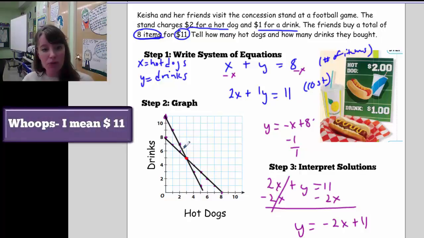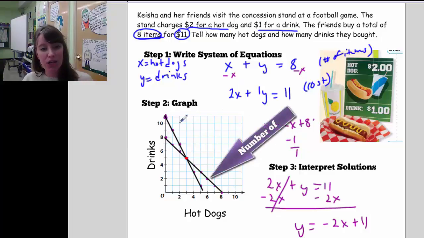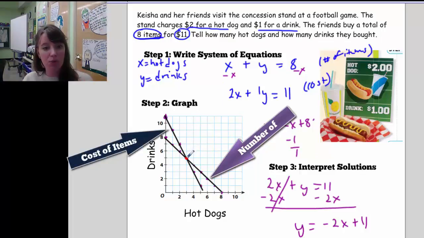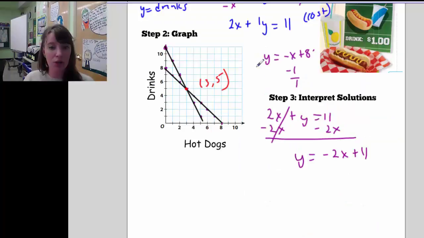Now, the first line represented every amount of hot dog and drink combinations where the hot dogs plus the drinks equal 8, right? But the second equation is every hot dog and drink combination that totals up to $11. So the intersection represents the situation where both of the equations are satisfied. So at 3, 5, when they buy 3 hot dogs and 5 drinks, let's check our solution here.